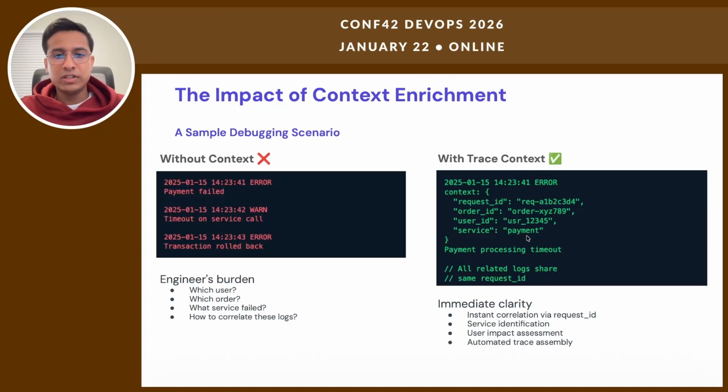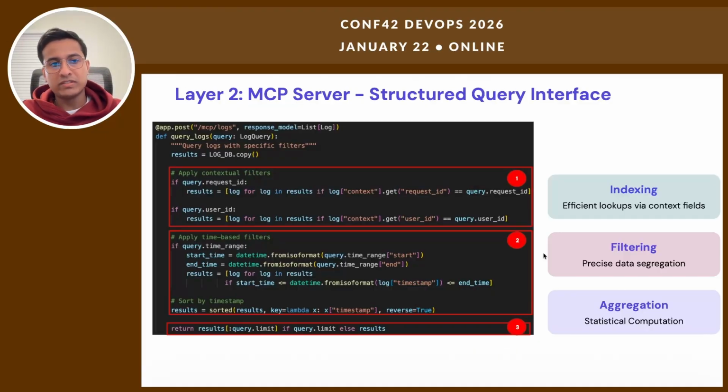So even in the first layer, across different dimensions, we see that these traces have been enriched. What it does immediately is instant correlation via the request ID. We can backtrack this request ID and figure out where we went wrong. It gives service identification, user assessment, and automated trace assembly, essentially. So we can see how context enrichment helps with debugging scenarios with a very simple example, and you can adopt it and make it more versatile for different use cases.